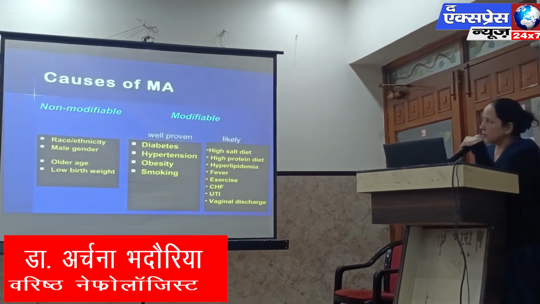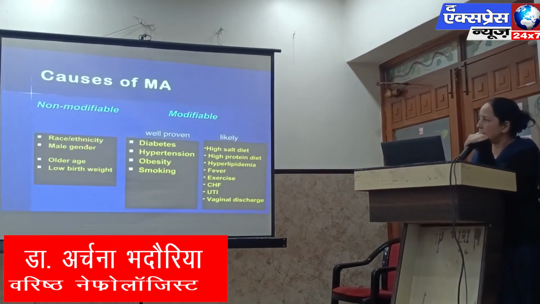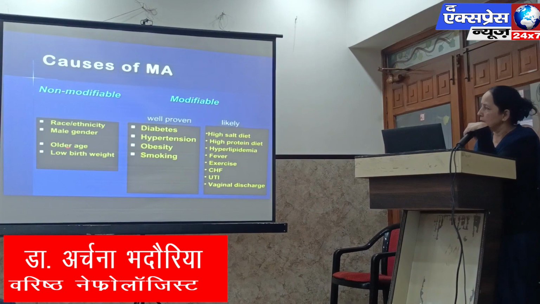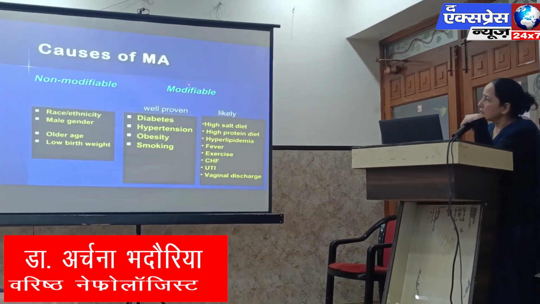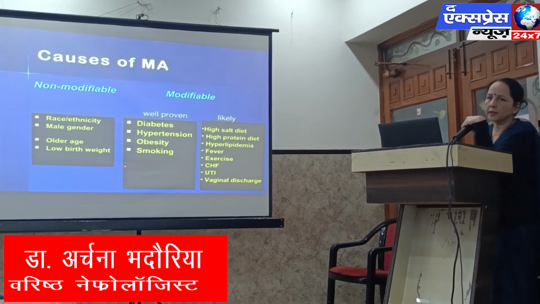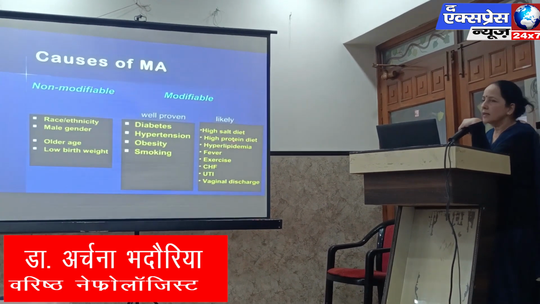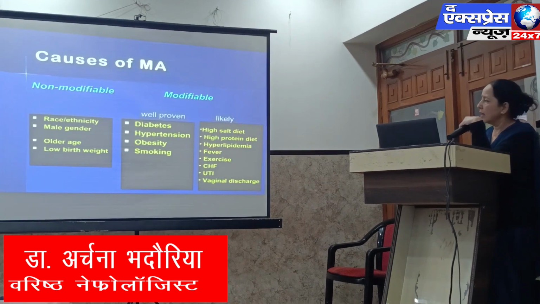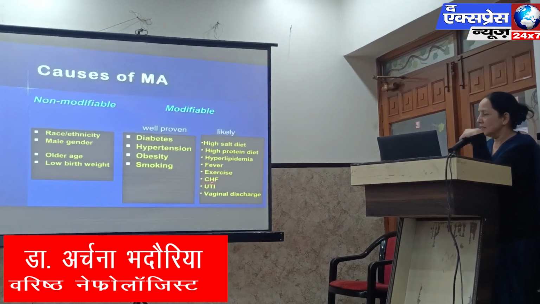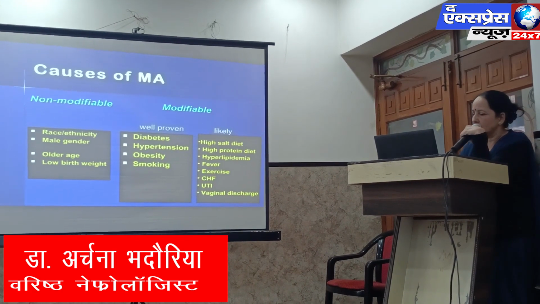So what are the causes of microalbuminuria? Certain causes are non-modifiable, like race, people of African origin. Males are more prone to microalbuminuria, elderly or low birth weight babies. Then certain causes are well proven. One is diabetes, hypertension, obesity, and smoking. Then likely to be associated with microalbuminuria: people taking high salt diet, high protein diet, having hyperlipidemia. In case of fever, convulsions, exercise, or congestive cardiac failure, when venous pressure increases, urinary tract infections, and vaginal discharges.